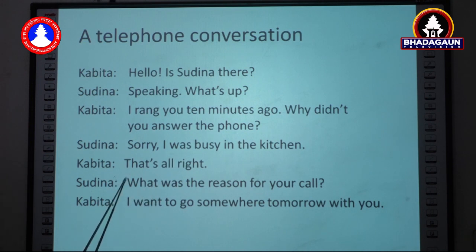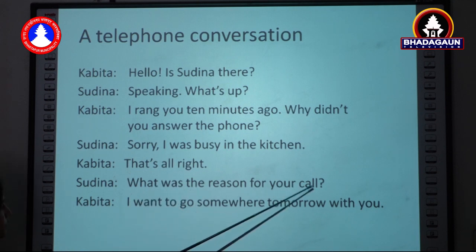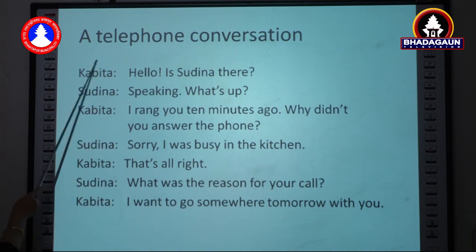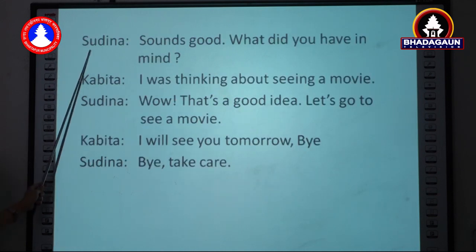Now slowly Sudina is taking the matter to the situation. They are planning something in the telephone conversation. Now slowly they are moving towards the situation or the content. So it seems very natural. Sudina says, what was the reason for your call? Question mark. Kavita says, I want to go somewhere tomorrow with you. So you can say 1 exchange, 2 exchanges, 3 exchanges, and Kavita and Sudina 4 exchanges.